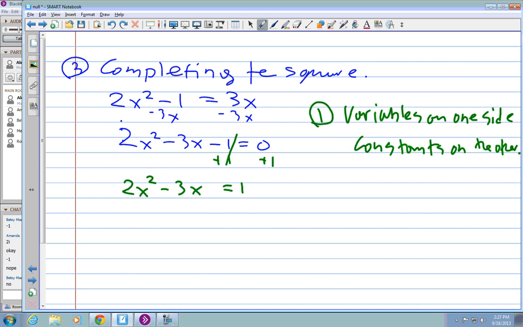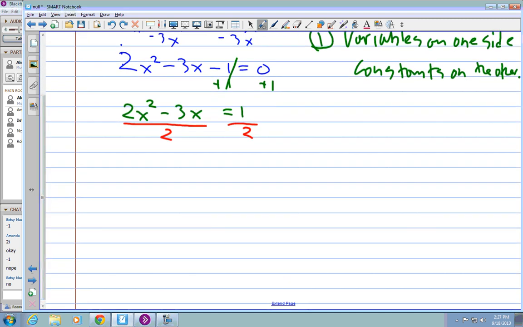Now, the second big thing, in order for us to complete the square, we really don't like having anything in front of x squared. That's just bad news. So we want to get rid of that 2 in front of the x squared. And the way we do that, we're just going to divide both sides by 2. I want to get rid of that coefficient. I want just to have x squared, period. So when I do that, that gives me x squared minus 3/2 x equals 1/2.